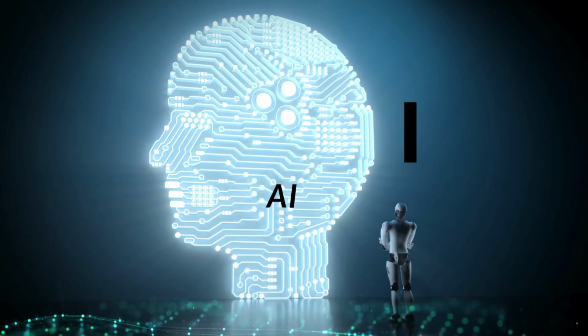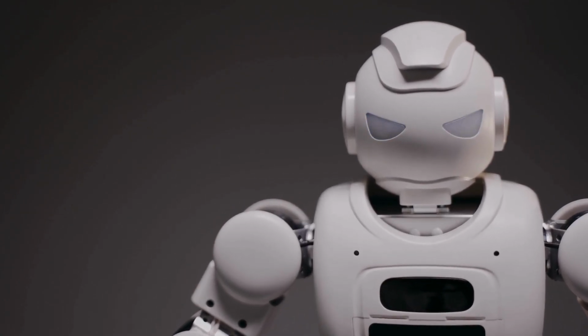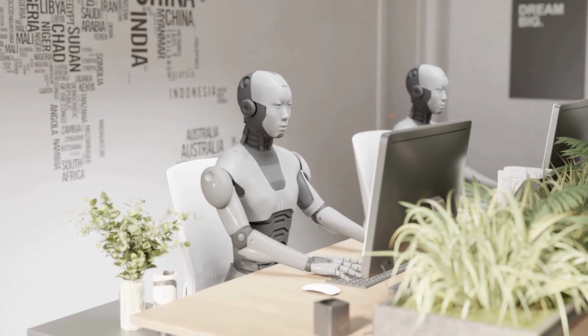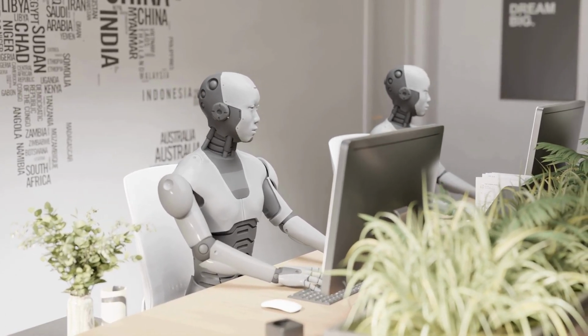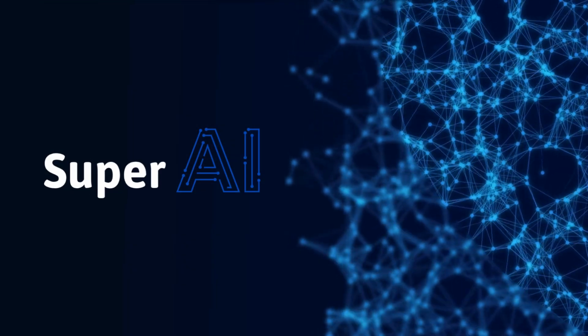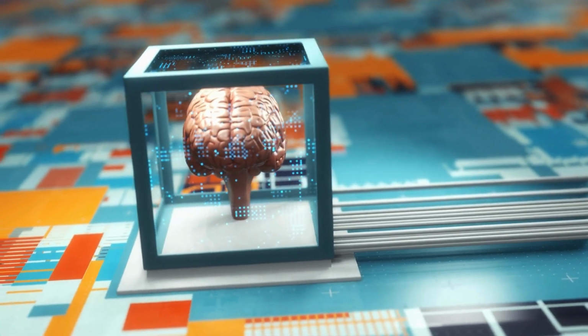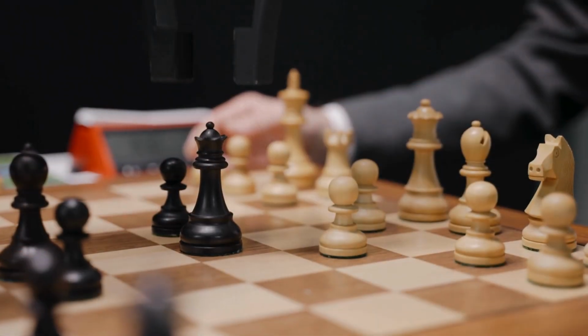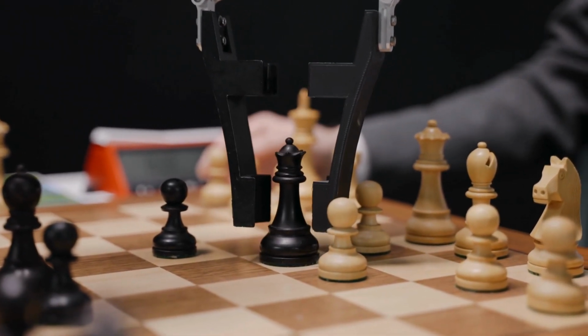Next, we have general AI. This is the idea of an AI that can learn and understand anything, across any subject, just like a human can. But to be clear, that's still theoretical. We're not there yet. And finally, there's super AI, an intelligence that surpasses all human capability. Sounds like science fiction? That's because it still is. Super AI doesn't exist yet, at least not in the real world.